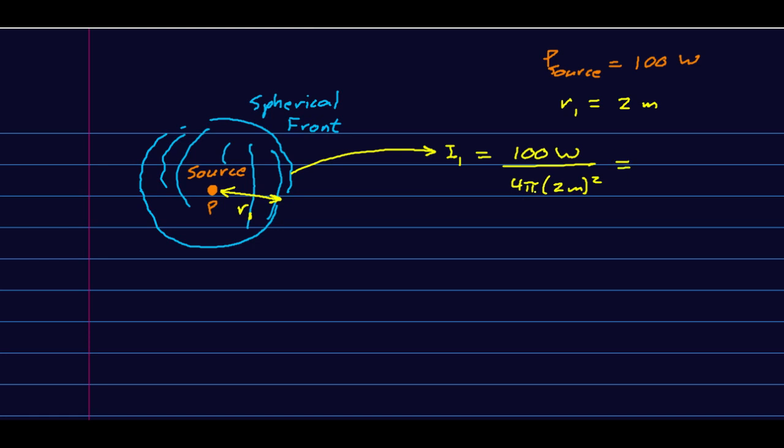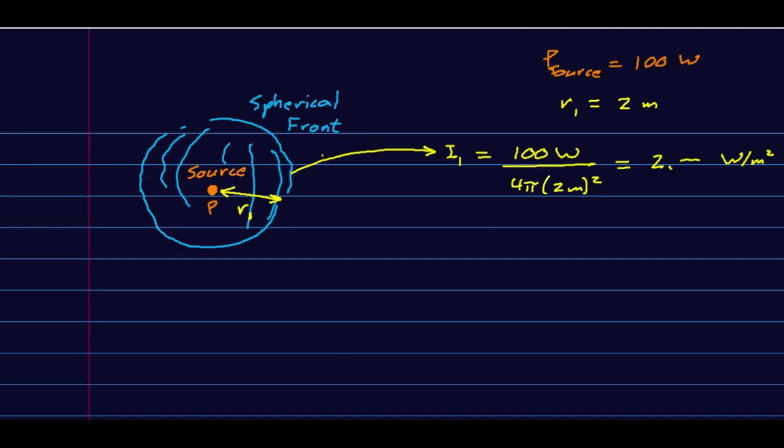100 over, that's basically 12 times 4, 48. 12 over, it's very close to 2 point something watts per square meter. 100 divided by something very close to 50.